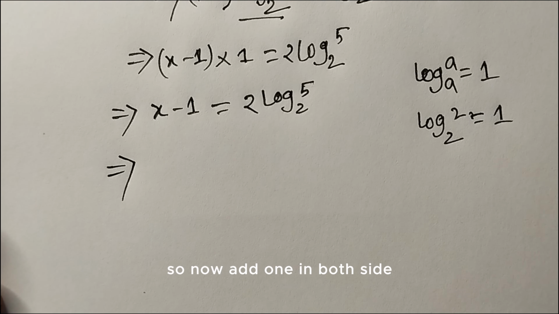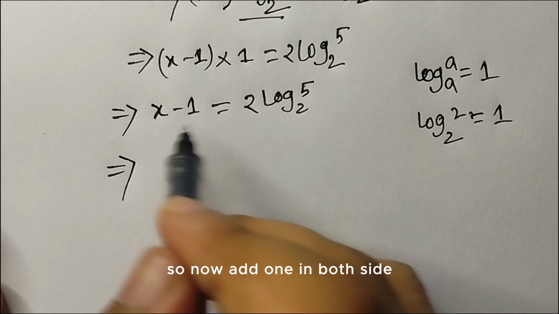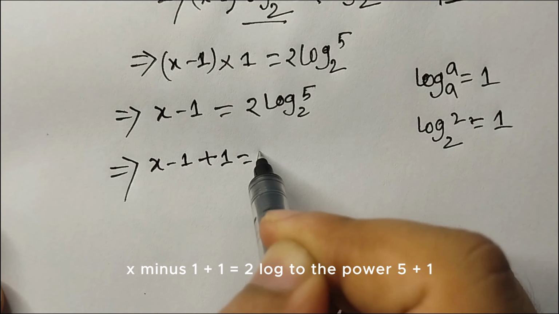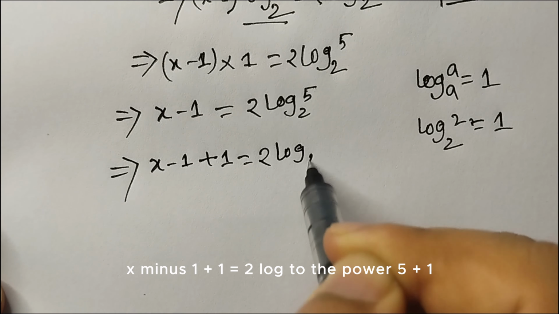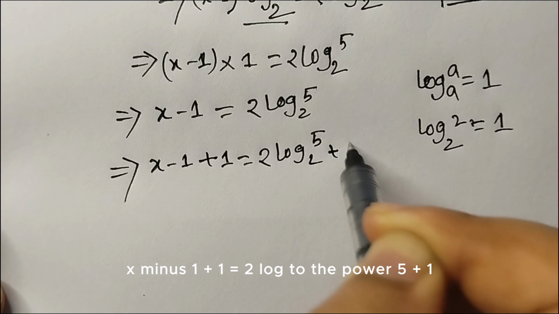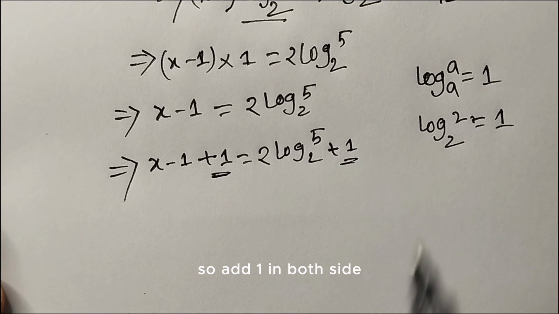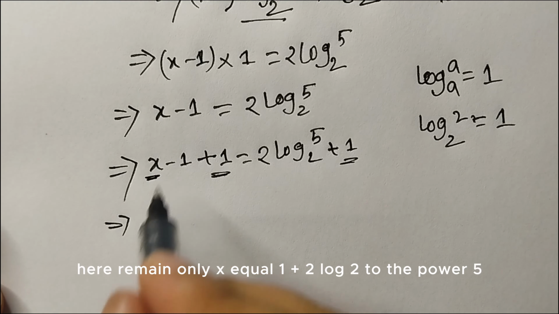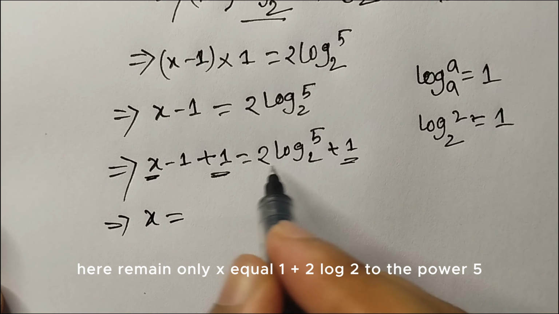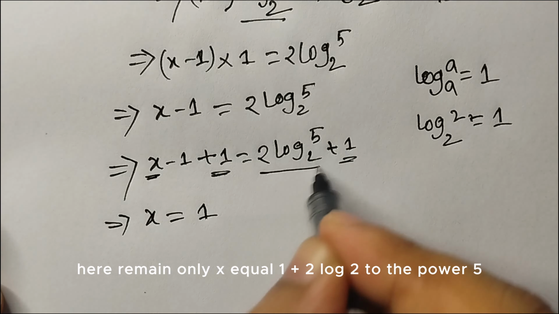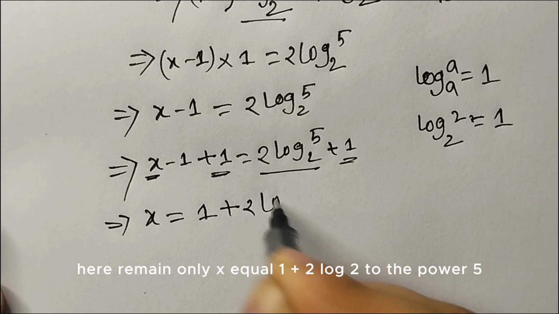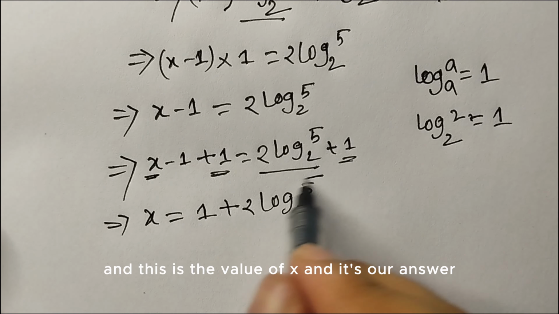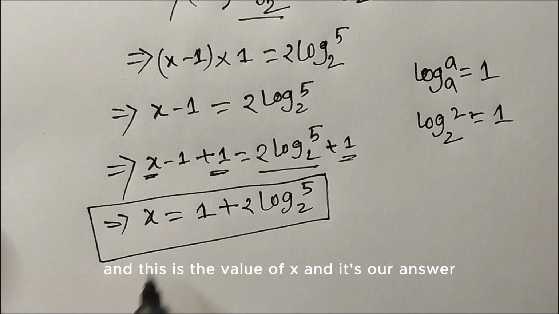So now add 1 on both sides. x minus 1 plus 1 equals 2 log base 2 of 5 plus 1. Then minus 1 plus 1 cancels out. Here remains only x equals 1 plus 2 log base 2 of 5. And this is the value of x, and it's our answer.